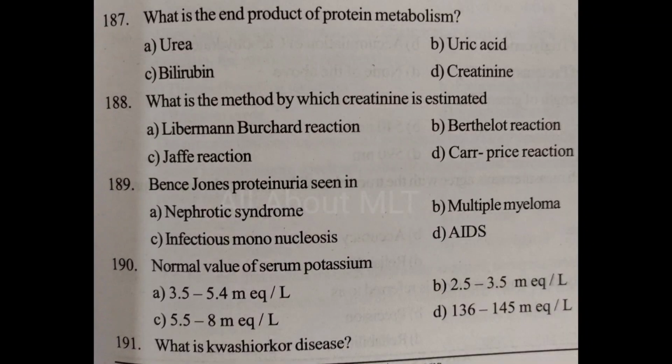What is the end product of protein metabolism? Option A, urea. Option B, uric acid. Option C, bilirubin. Option D, creatinine. Answer is option A, urea.